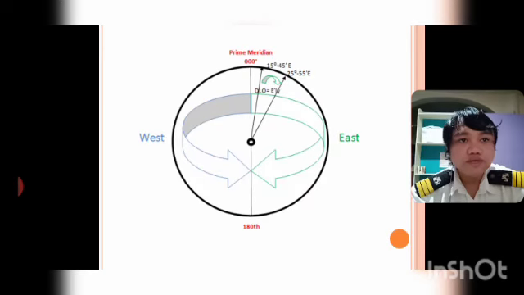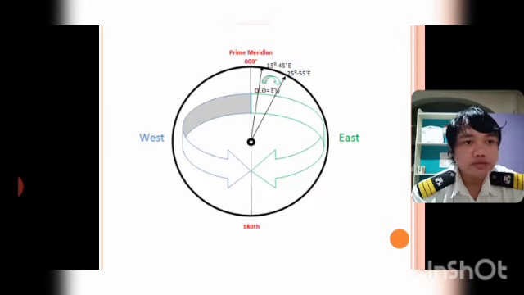So we have 0 degrees 5 minutes as the longitude of departure, and you are going to arrive at 25 degrees 55 minutes east. So it means that you are going in an easterly direction because you are going in a clockwise direction.